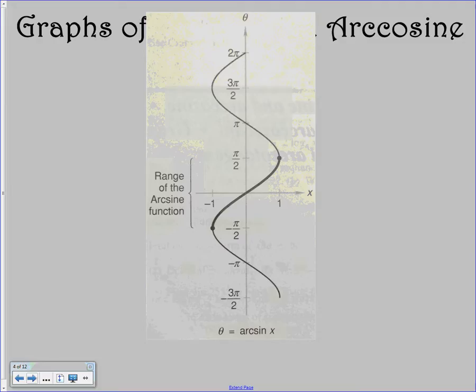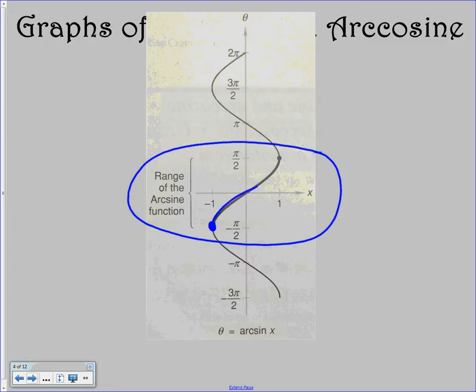Okay? And so what I'm circling here is the part that you actually need to draw. So you're going to go from this dot to that dot. You need to make sure that you include your endpoints on your x and your theta axis, okay? So after you graph that, y'all can move on to the next one. But that's going to be the graph of arcsine.